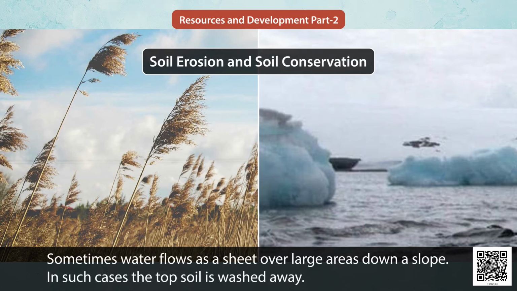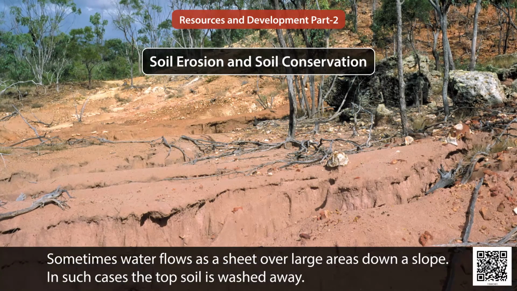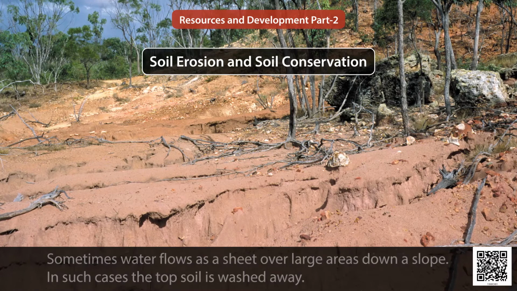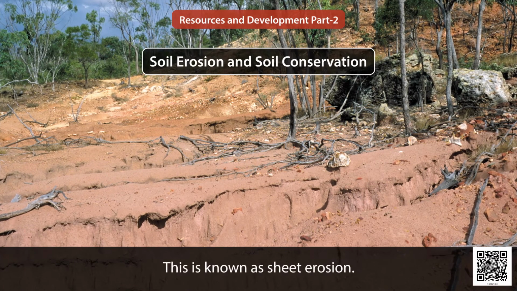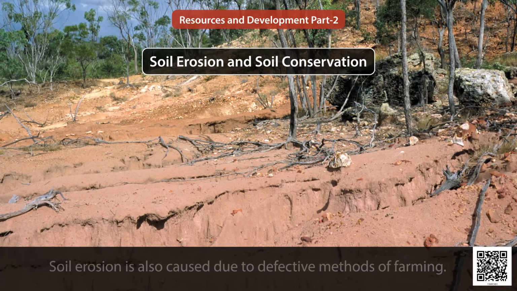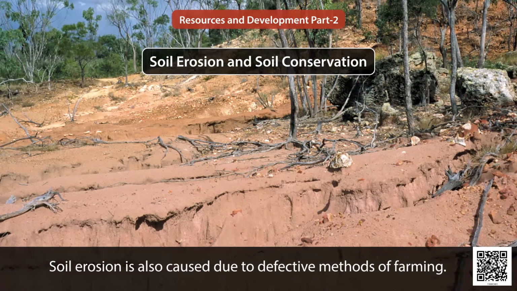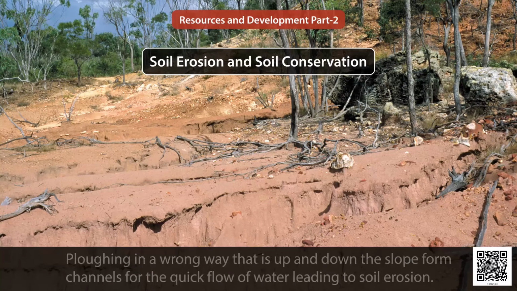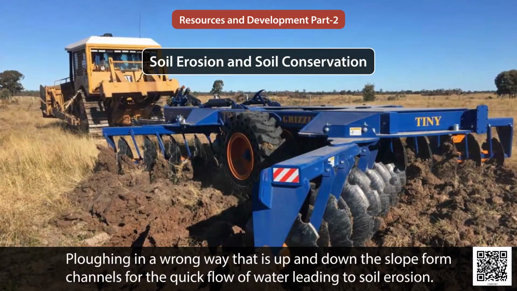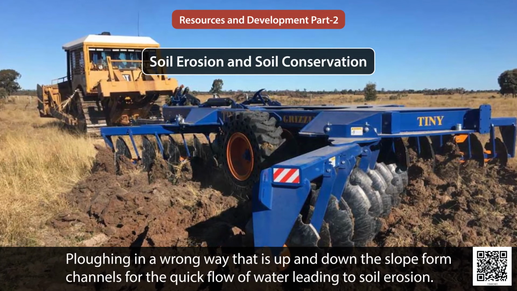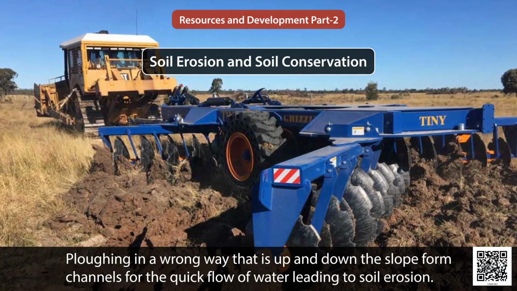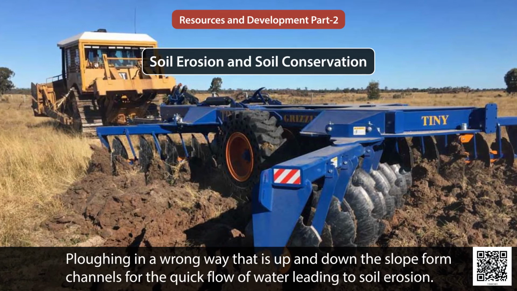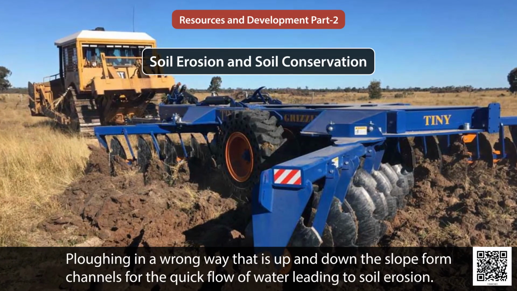Sometimes water flows as a sheet over large areas down a slope. In such cases, the topsoil is washed away. This is known as sheet erosion. Soil erosion is also caused due to defective methods of farming. Plowing the land in a wrong way, that is up and down the slope, form channels for the quick flow of water leading to soil erosion.